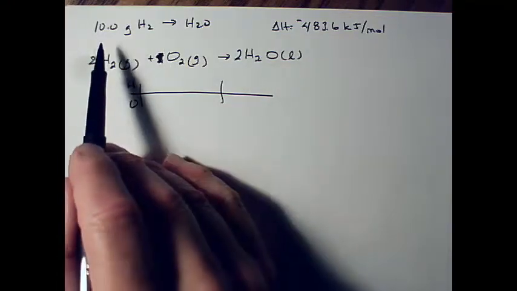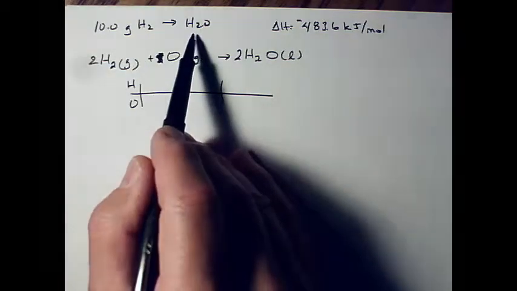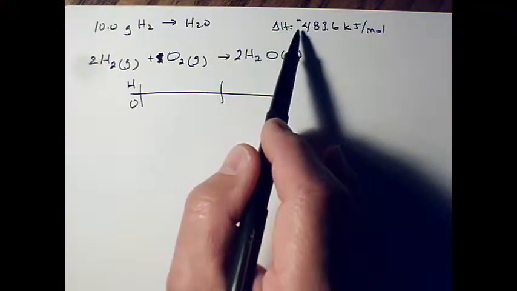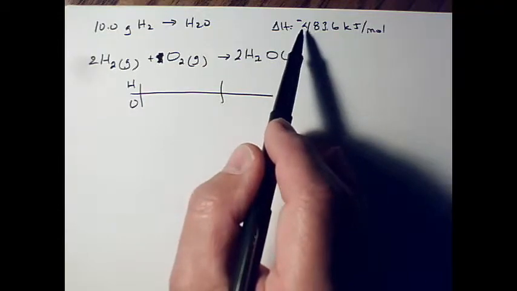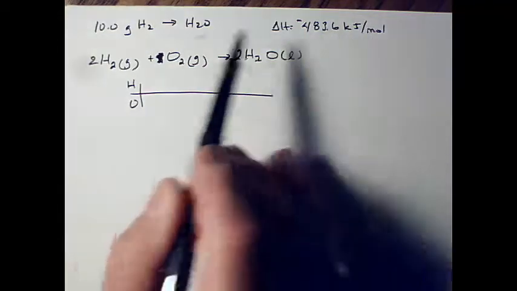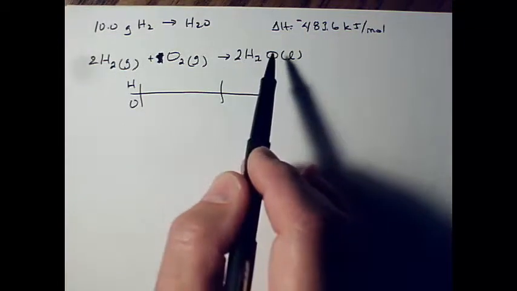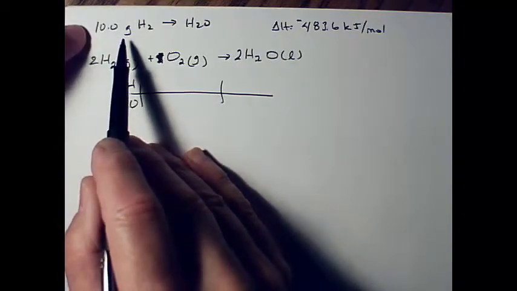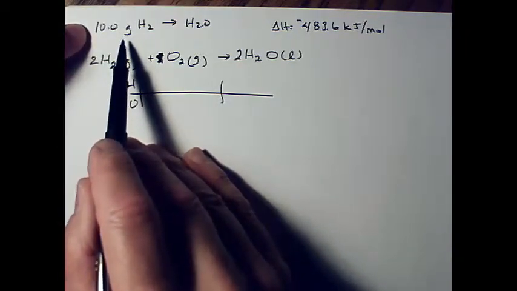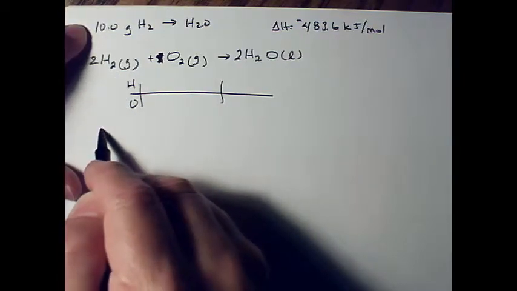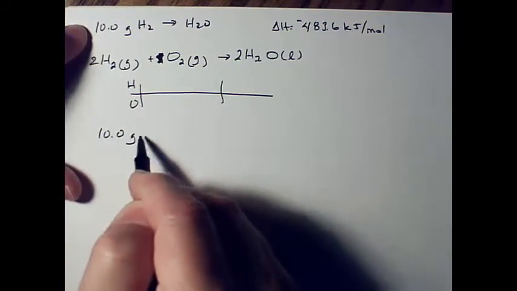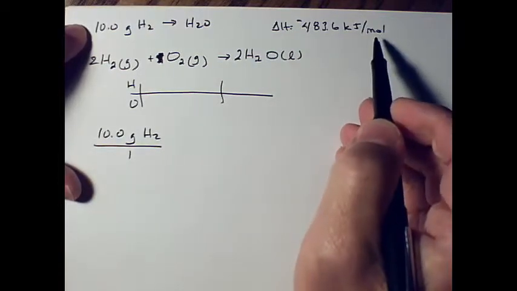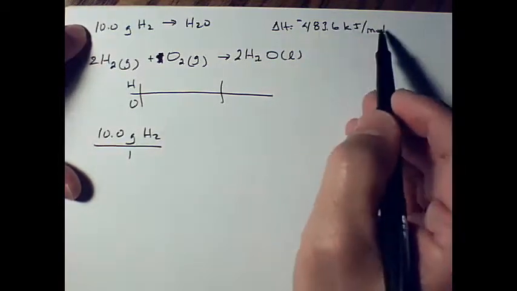Okay. So 10 grams of hydrogen, we're converting it to water. The enthalpy change for the reaction is negative 483.6 kilojoules per mole. Balanced equation. And so when we're doing the stoichiometry, we're going to start with 10 grams of hydrogen. And we have to convert it into moles because our energy is in moles. Or I guess we could convert this into grams.